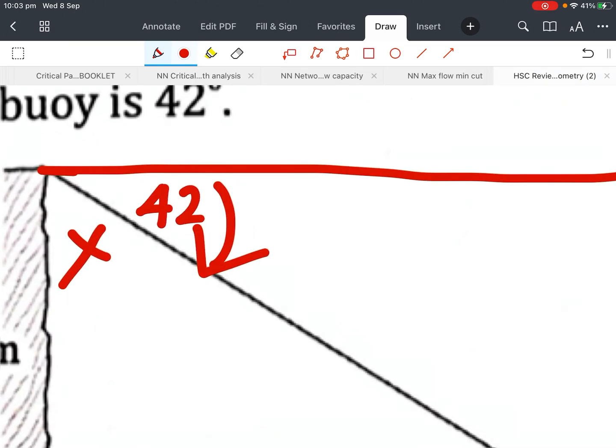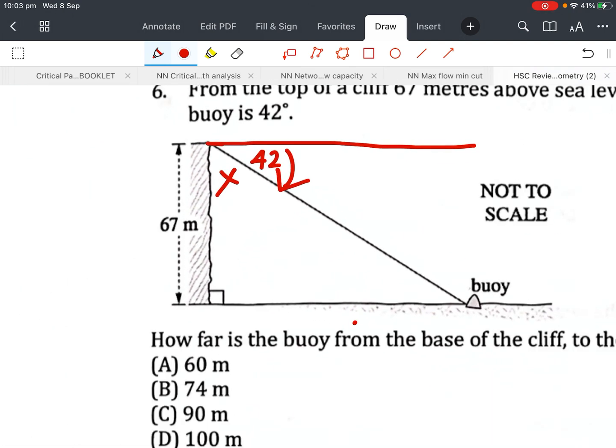Okay, so that one there is 42. Now, do we remember our Z angles from year 8 and all those other ones? 2 parallel lines when they are crossed by a second line.